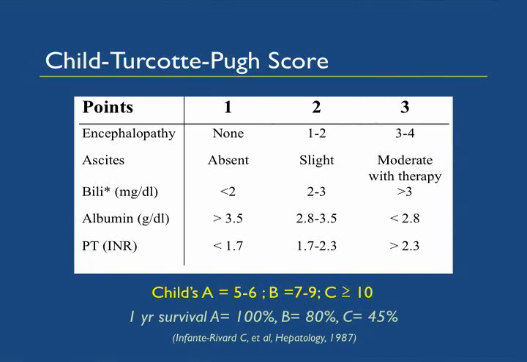Based on the presence or absence of these factors and the relative numbers, they are assigned 1 to 3 points, and the addition of these numbers results in a score which classifies them into Child A, 5 to 6 points, Child B, 7 to 9 points. For patients with greater than 10 points, the patient has Child C cirrhosis. One-year survival in this 1987 citation was noted to be 100% if the patient had Child A cirrhosis, but only 45% if the patient had Child C cirrhosis. This illustrates a significant spectrum of disease and prognosis even after a diagnosis of cirrhosis is made.